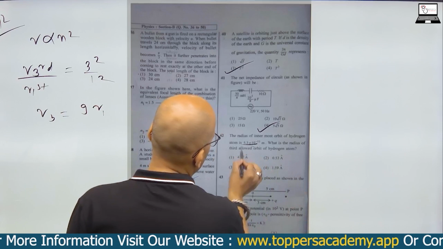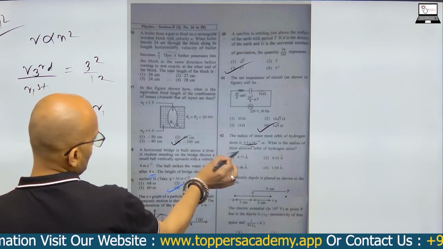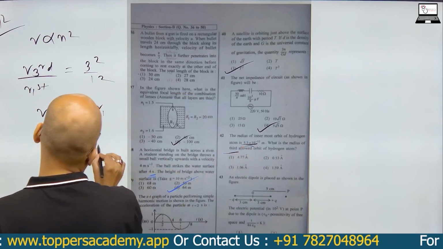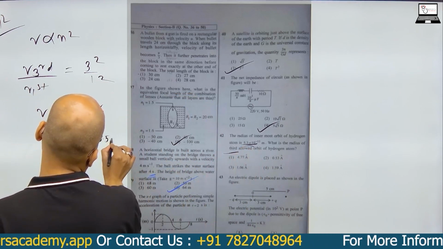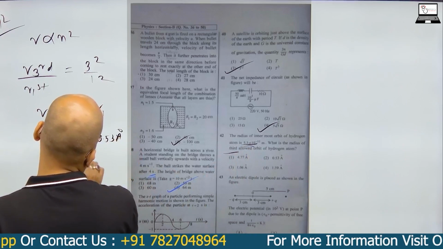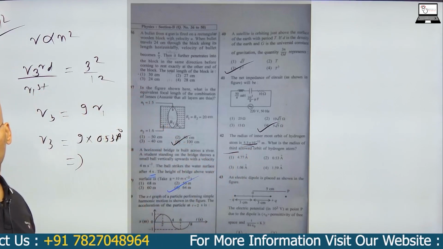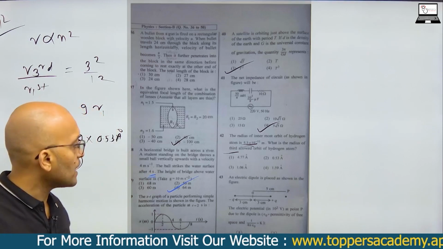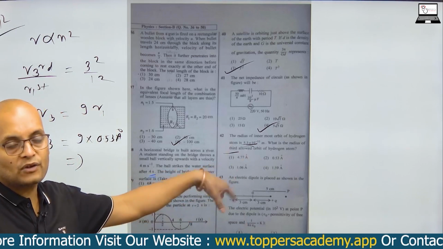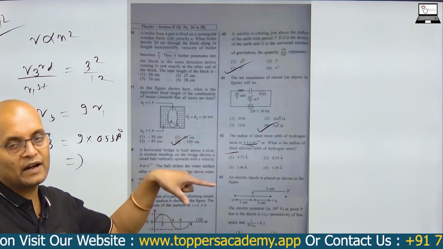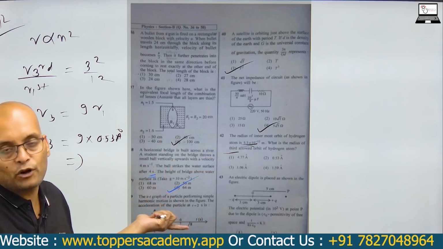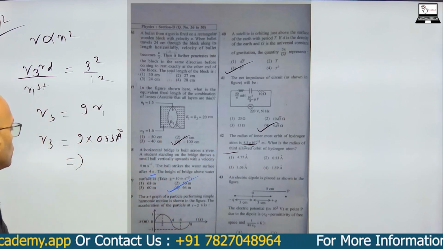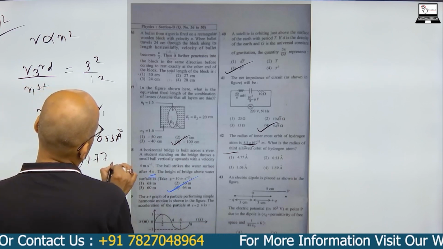And R1 is given as, see, it is saying the third allowed orbit. So R3 will be 9 into Angstrom 0.53. It is given na 5.3 into 10 power minus 11. But answers are given in Angstrom. So I converted it into Angstrom. So 0.53 into 10 power minus 12. That means 0.53 Angstrom into 9. Just multiply it. You will get 4.77 Angstrom. Very easy question.